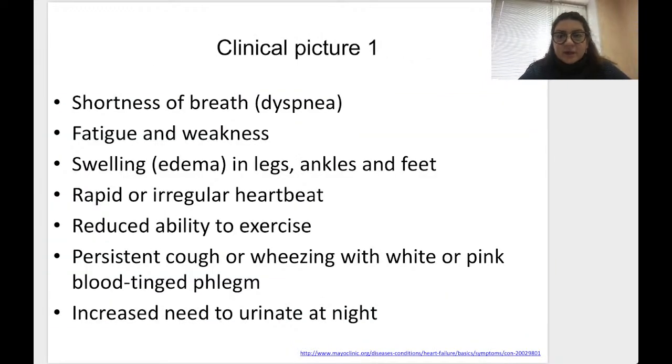Clinical symptoms. They can be different and depend on the type, systolic or diastolic, left or right, acute or chronic heart failure, according to form. In general, let's name the main symptoms. Shortness of breath or dyspnea is the most common symptom of heart failure. It is fatigue and weakness, swelling or edema in legs, ankles and feet. It can be rapid or irregular heartbeat. It can be reduced ability to exercise, persistent cough or wheezing with white or pink blood-tinged phlegm, and increased need to urinate at night.